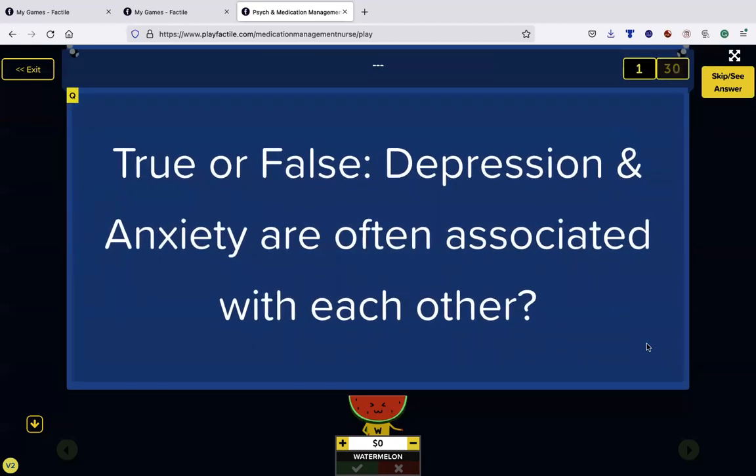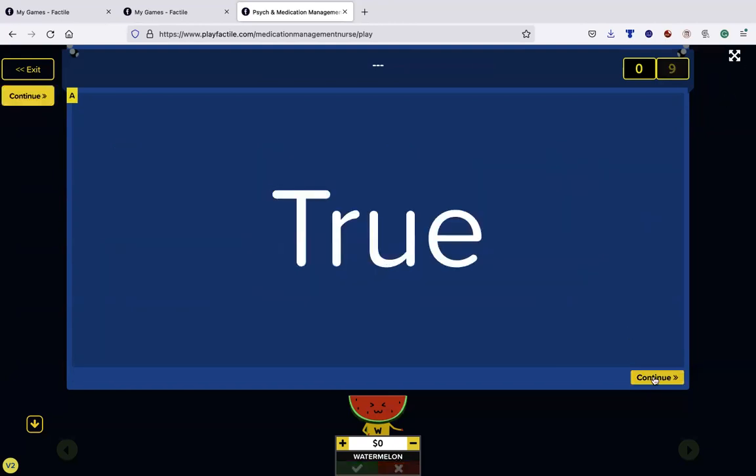True or false, depression and anxiety are often associated with each other. We just talked about this. This is why I like that we did it this way. And I did it, obviously, as I always say, there's a method to my madness, because we are answering questions that we just talked about in the Quizlet and I've lectured on. So hopefully it brings it full circle. So we know that this is going to be true.